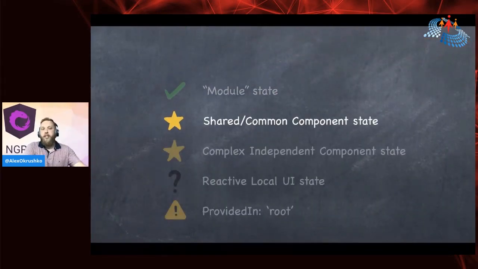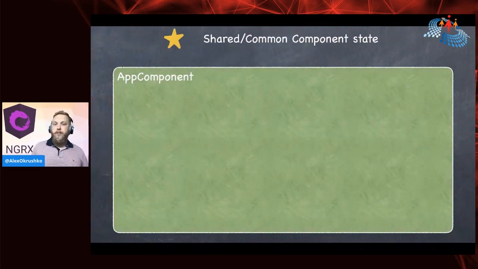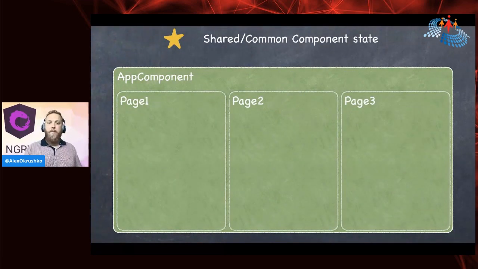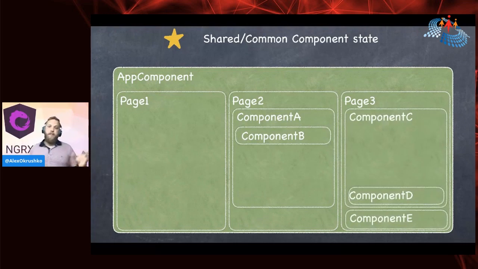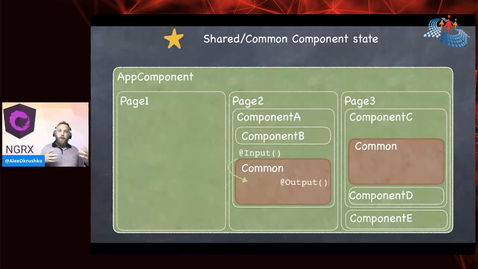All right, so that was the module state, and then the shared common component state. And this is actually the one that kind of gave birth to this component store. We had a problem where we had quite a complex component. So for example, we have an app, right? We have multiple pages, right? With different pages, different things happening. And then some pages have different components and stuff like that. But then we have a common component. It's a shared component. It's a component that's like dumb. It talks to the outside with its parents through the inputs and outputs.